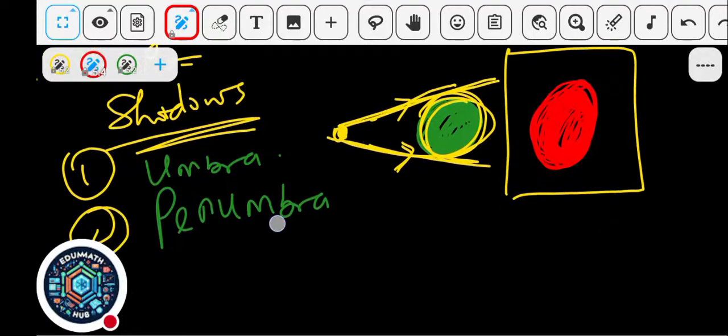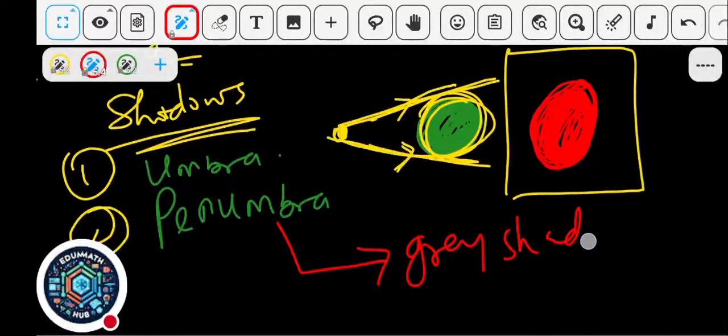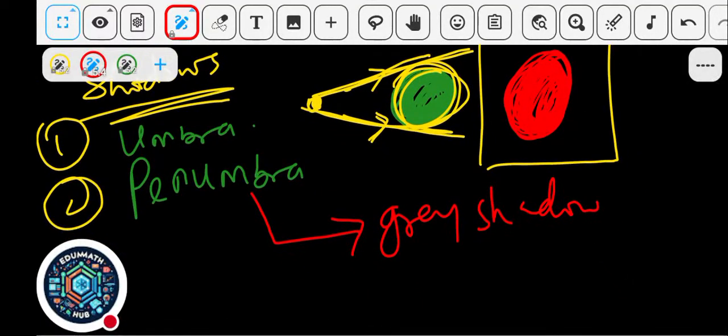The next one is penumbra. Penumbra can also be called gray shadow, and it is formed by a large light source, when the source of light is large.